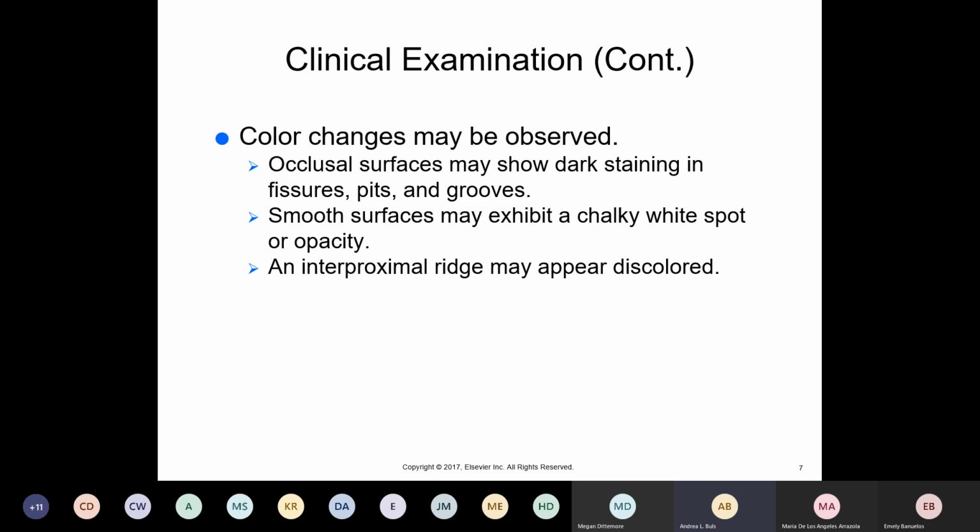So not every dark groove, pit, and fissure is decay. Smooth surfaces can exhibit that chalky white spot like we saw on that one image where the premolar on the mesial had a chalky spot and a dark shadow. Those are all things that you'll learn to look for.